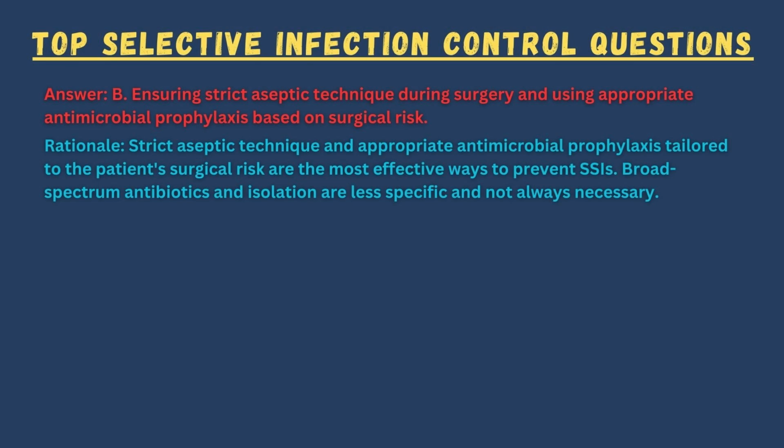Answer. B. Ensuring strict aseptic technique during surgery and using appropriate antimicrobial prophylaxis based on surgical risk. Rationale. Strict aseptic technique and appropriate antimicrobial prophylaxis tailored to the patient's surgical risk are the most effective ways to prevent SSIs. Broad-spectrum antibiotics and isolation are less specific and not always necessary.